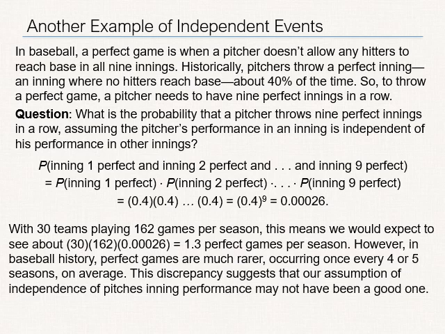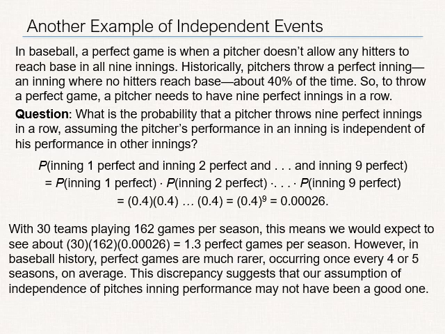If any of you are baseball fans, you know that that isn't anywhere close to how often it happens, right? You don't get one perfect game every season. As it turns out, it's every couple seasons at most. However, in baseball history, perfect games are much rarer. They occur once every 4 or 5 seasons on average. So what is the discrepancy? Why is our calculation saying that we should have 1.3 perfect games per season, but we get much less than that?